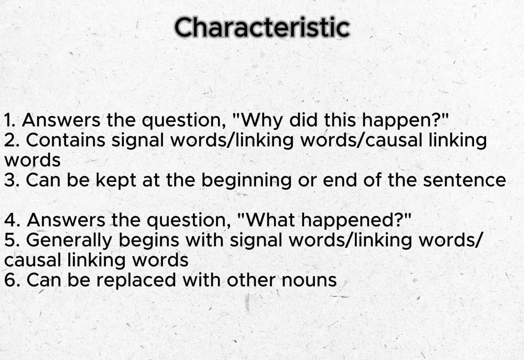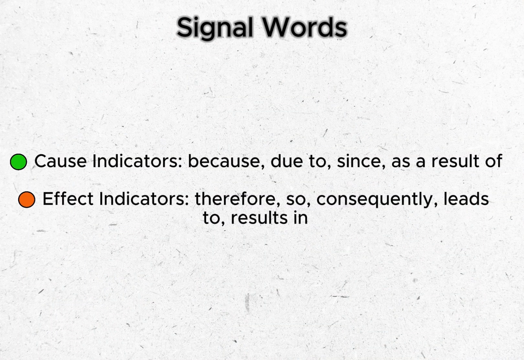Two, effect characteristics. You can tell if a clause is an effect by looking at the following characteristics. Answer the question, what happened? Generally begins with signal words, linking words, causal linking words. Can be replaced with other nouns. Signal words, watch out for these. Cause indicators: because, due to, since, as a result. Effect indicators: therefore, so, consequently, leads to, results in.